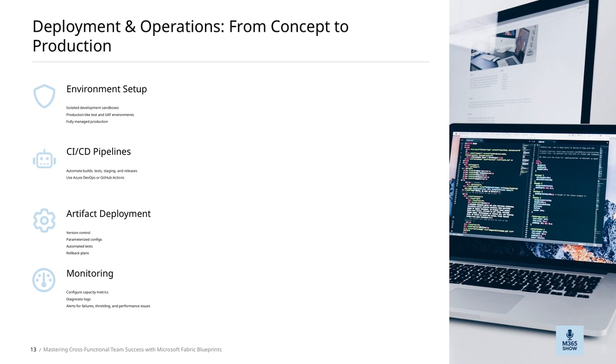Setting up the environment is equally vital. Isolated development sandboxes let developers work without impacting others. We also need production-like test and UAT environments to validate our solutions before going live. And finally, a fully managed production environment helps us maintain stability, security, and performance once our solution is in the hands of end users. All these elements come together to ensure that our deployment process is reliable, scalable, and aligned with our overall project goals.